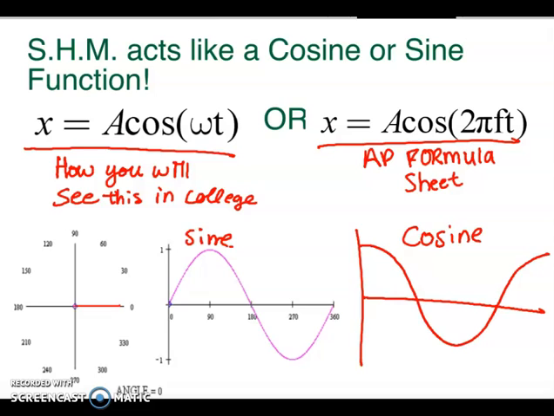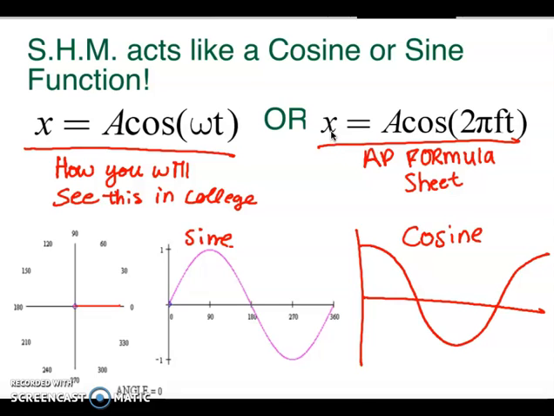Since sine and cosine functions follow a set pattern, they're periodic, they actually describe simple harmonic motion to a T. So as something is moving back and forth, as a spring stretches and compresses, the motion can be plotted and it will resemble a sine or cosine function. You can really use either to describe simple harmonic motion, because all that's different is where it starts. A sine function starts at equilibrium, whereas a cosine function starts at a maximum. So you can use either. The formula sheet on the AP exam will use cosine.